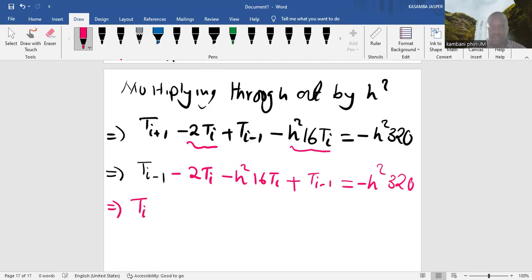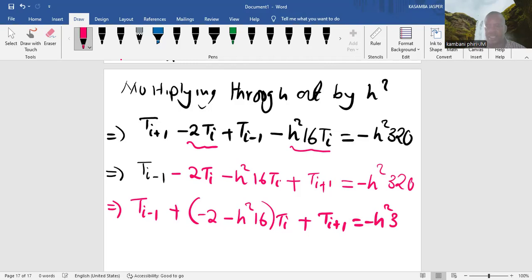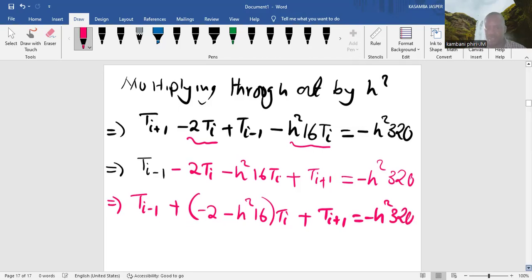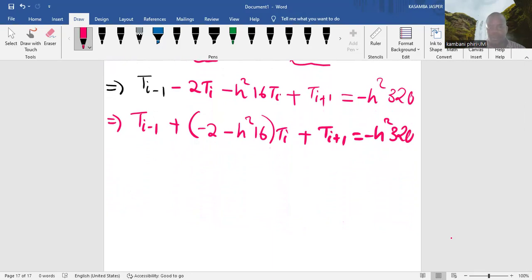So ti minus 1 plus, we can factor out what is common, that is ti. So we have negative 2 minus h squared 16 ti plus, this is supposed to be plus, ti plus 1 is equal to negative h squared 320. Okay? So now we can substitute. We know that h is 0.25 and basically that's what we have.